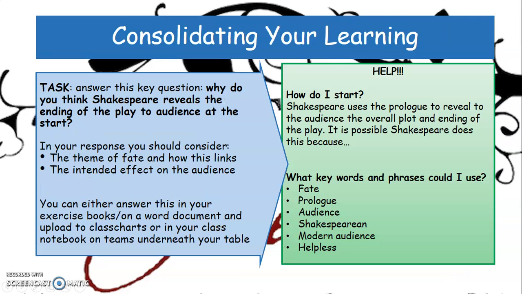Now I want you to think about consolidating all of your learning. This is taking everything you've learned today and putting it into extended writing so that you feel confident talking about the prologue. So answer this key question: why do you think Shakespeare reveals the ending of the play to the audience at the start? In your response, you should consider the theme of fate and how this links to the intended effect on the audience. Again, you can either answer this in your exercise books or on a Word document and upload it to Class Charts, or you can answer it in your class notebook on Teams underneath your table. I don't mind which, whatever you find easiest.